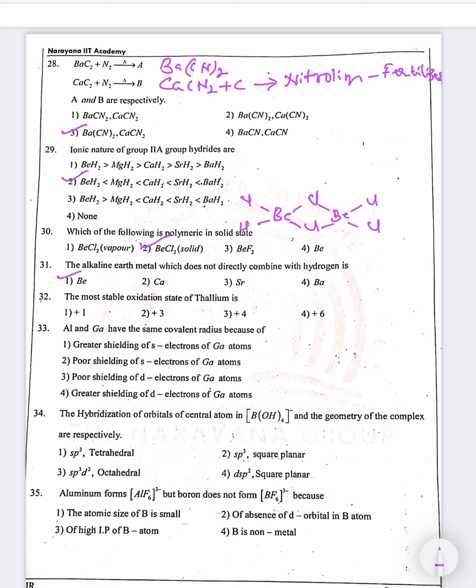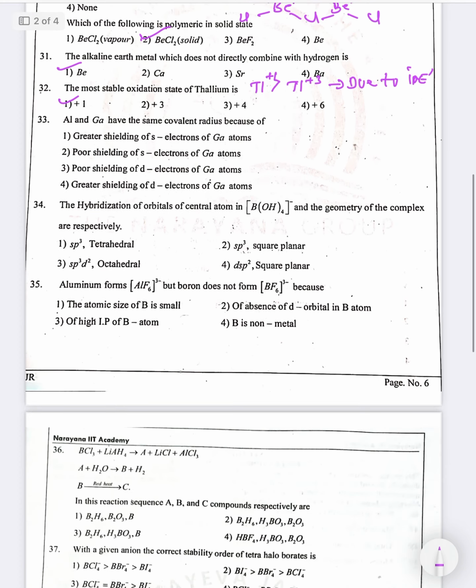The most stable oxidation state of thallium is, thallium shows two types of oxidation states, that is thallium plus 1 and plus 3. Lower oxidation state is always greater than higher oxidation state due to inert pair effect. So plus 1 state is more stable than plus 3 oxidation state. Next. Aluminium and gallium have the same covalent radius because of, so generally aluminium and next one is gallium, they have same covalent character due to poor shielding effect of d electrons.